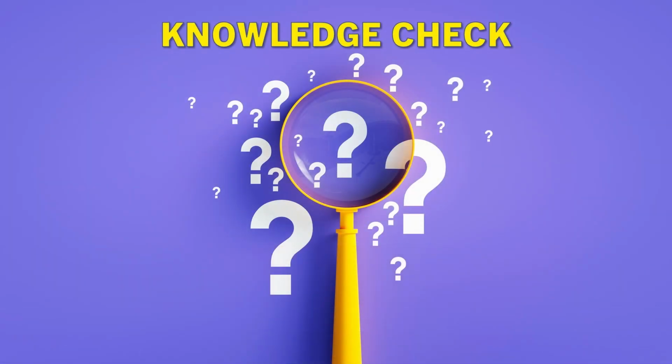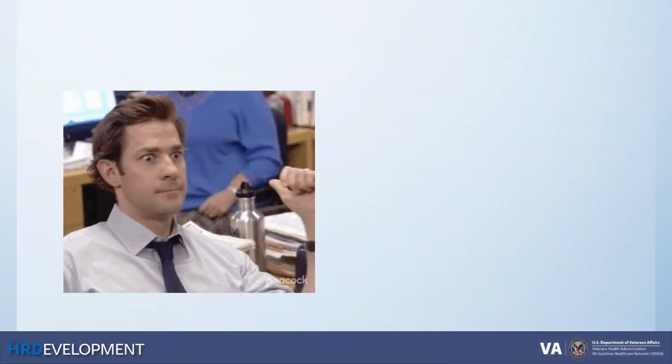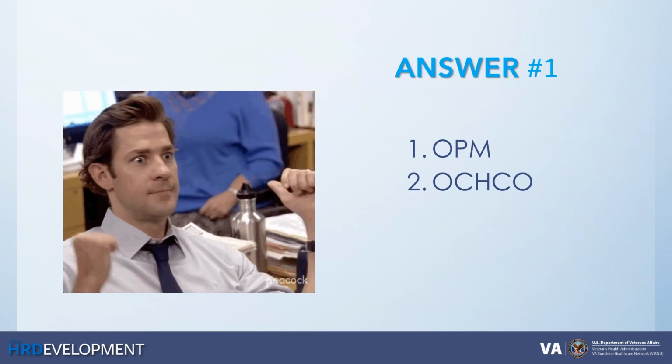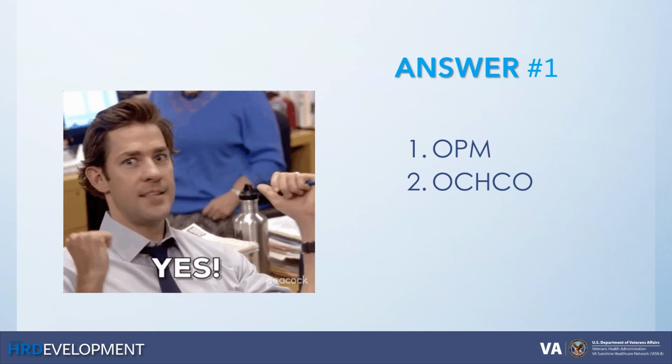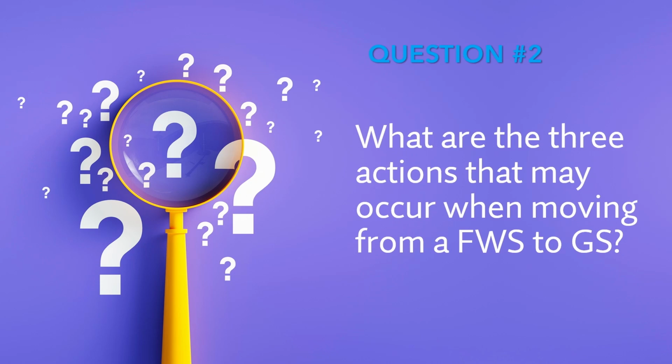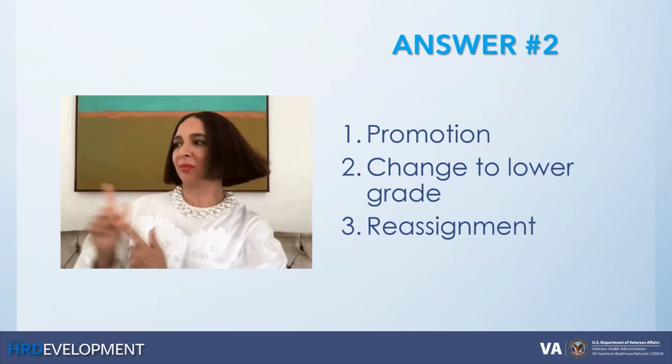Let's do a little knowledge check. Question number 1. What are the two places where we can find the GS pay tables? Number 1, OPM. Number 2, OCHCO website. Question number 2. What are the three actions that may occur when moving from FWS to GS? Promotion, change to lower grade, or reassignment.